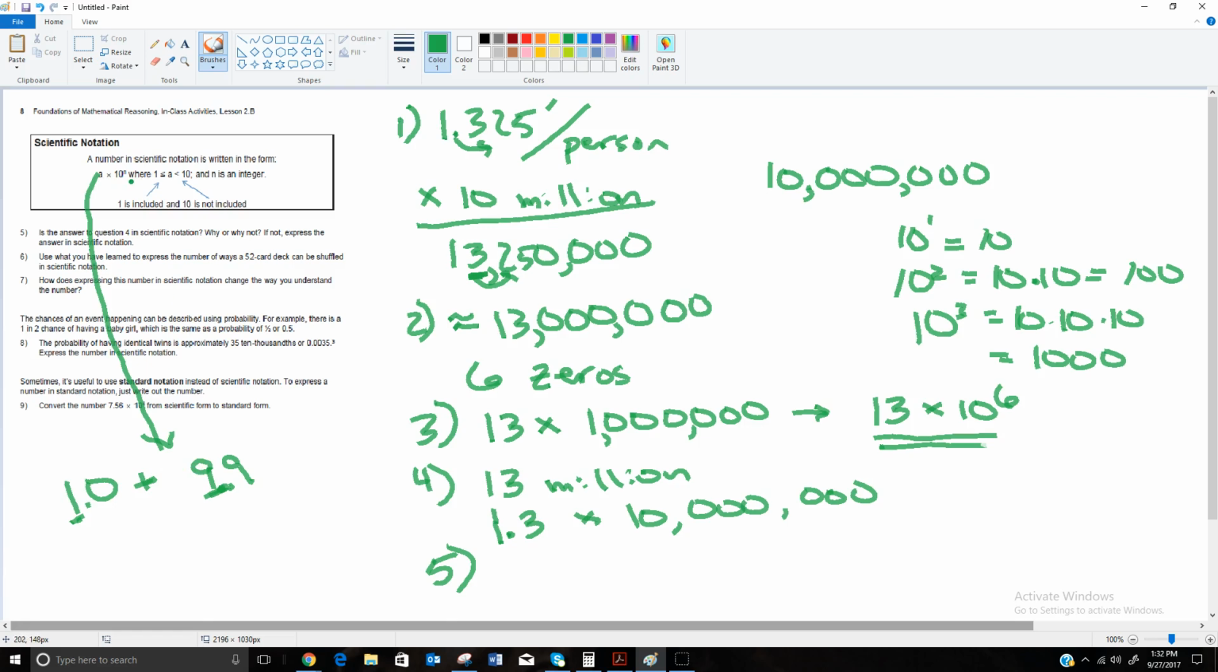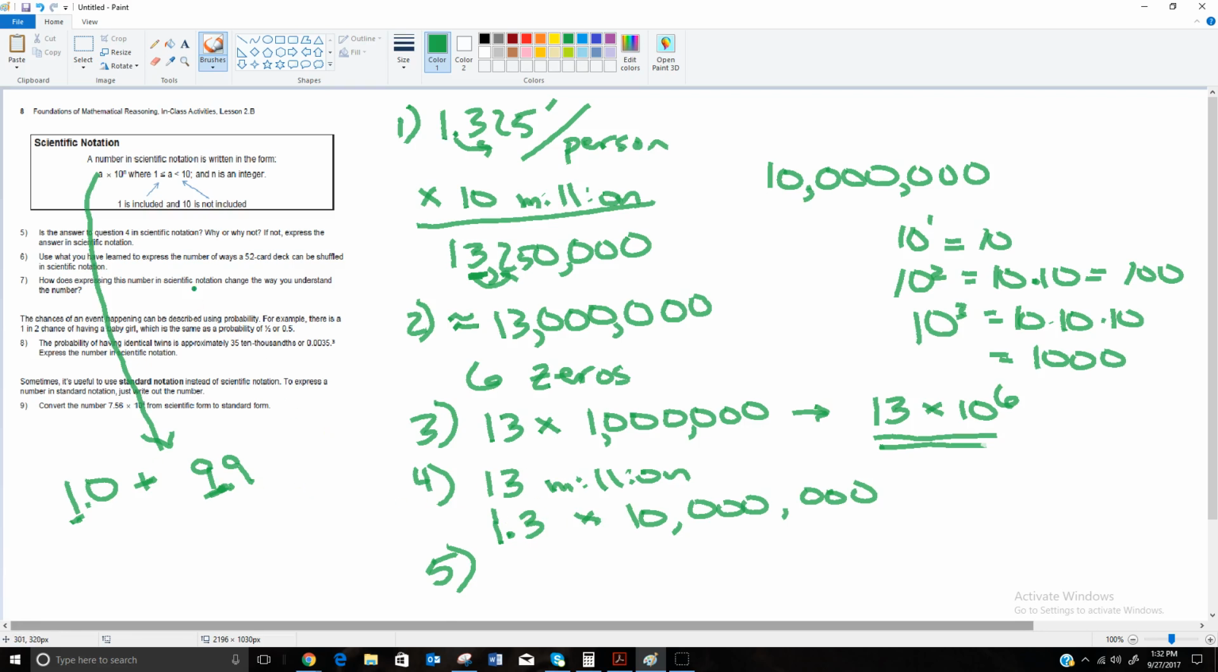Okay, and then we're going to multiply it by a power of 10 in order to get the correct number that we're dealing with. So is the answer to question 4 in scientific notation? And the answer is no, it's not, because here we have it in word form. Here we have 13, so that's too big because it's above 10. And here this isn't a power of 10. So out of these, this is the closest one, so we're going to work with this. But the answer is no, none of these are in scientific notation yet.